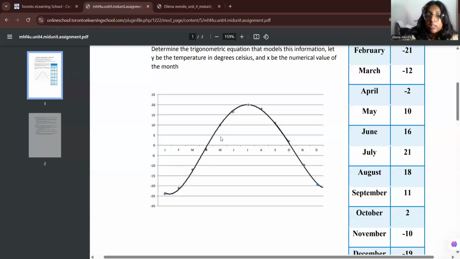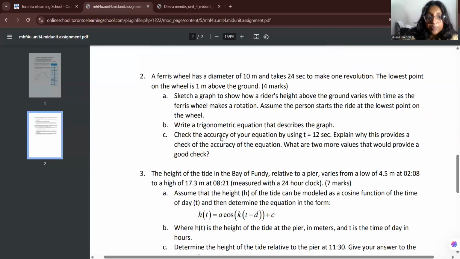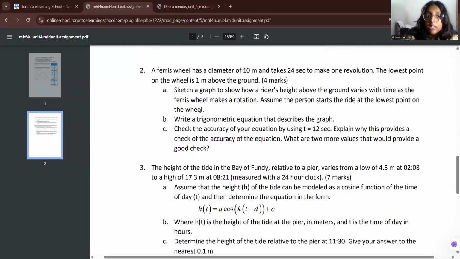So let's look at the second question. A Ferris wheel has a diameter of 10 meters and takes 24 seconds to make one revolution. The lowest point of the wheel is 1 meter above the ground. A. Sketch the graph to show how a rider's height above the ground varies with time as the Ferris wheel makes a rotation. Assume the person starting the ride is at the lowest point of the wheel.